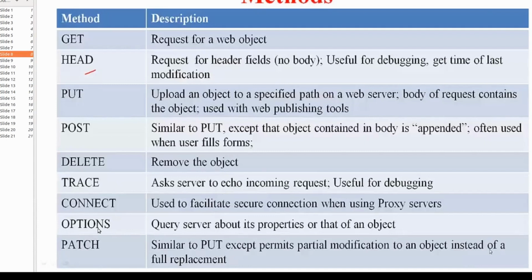Okay. Now options. Basically, this is a query. If I want to know an object's properties, what properties are associated with the object, what type of object it is, and for how much time this object will be valid, this type of query is what the options method helps me with, to query regarding a particular object.